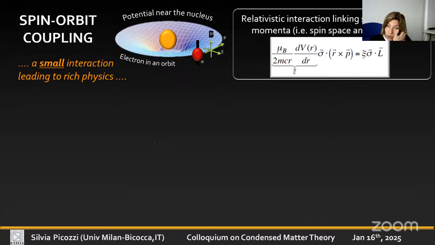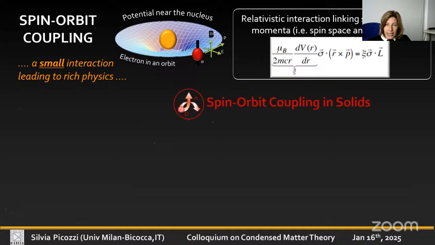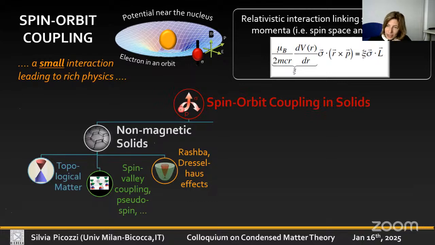So let me say a couple of words about this interaction, which is the coupling between spin and angular momentum. And for most of the materials we study, like 3D based systems, this is a small interaction compared to other energy scales at play. It's much smaller than hybridization, but still it gives rise to interesting physics. And so in solids, both in non-magnetic solids and in magnetic solids, it gives rise to a lot of interesting physics.